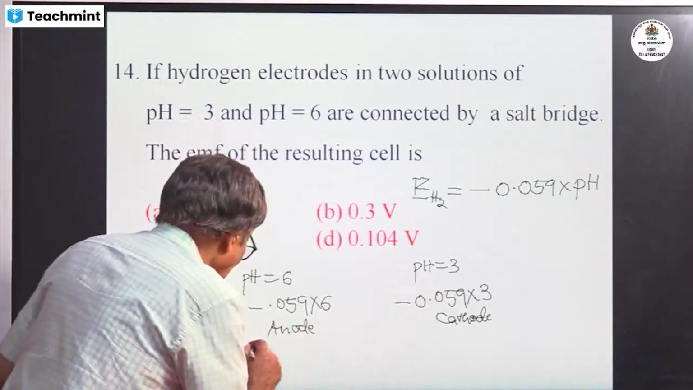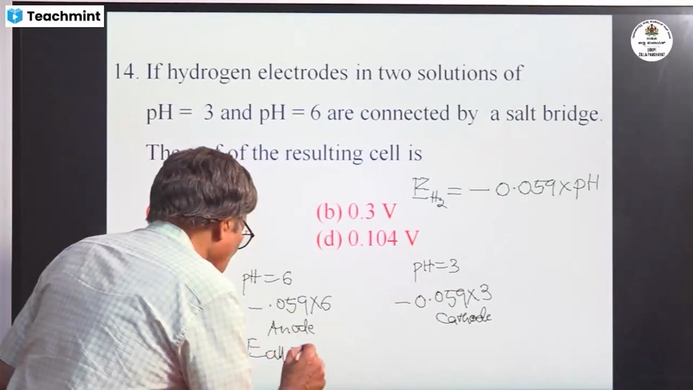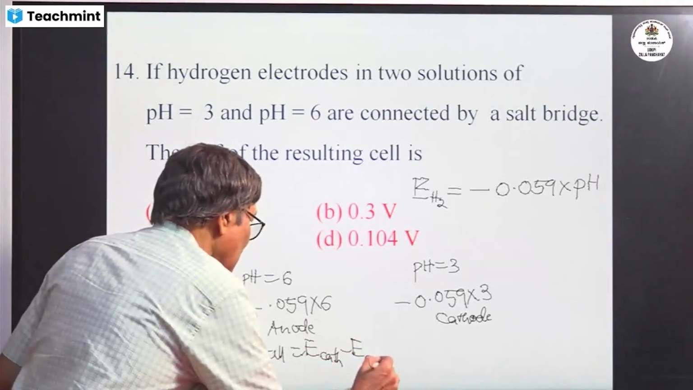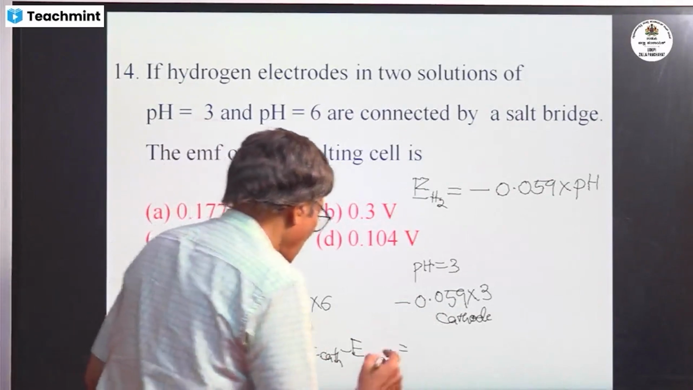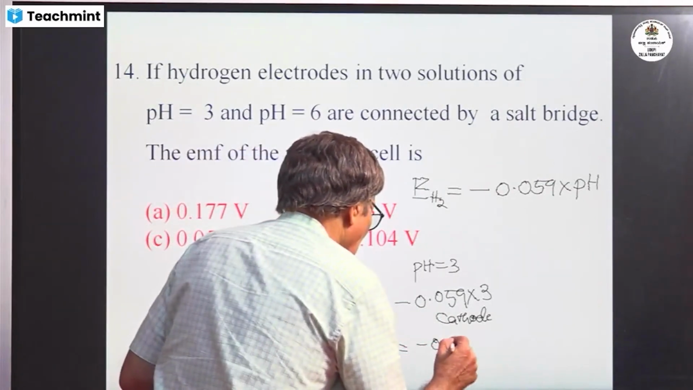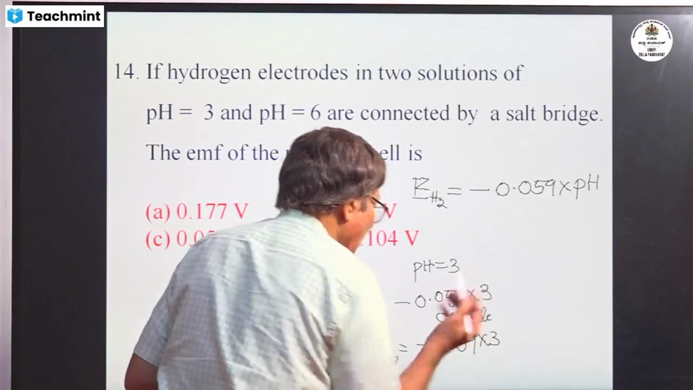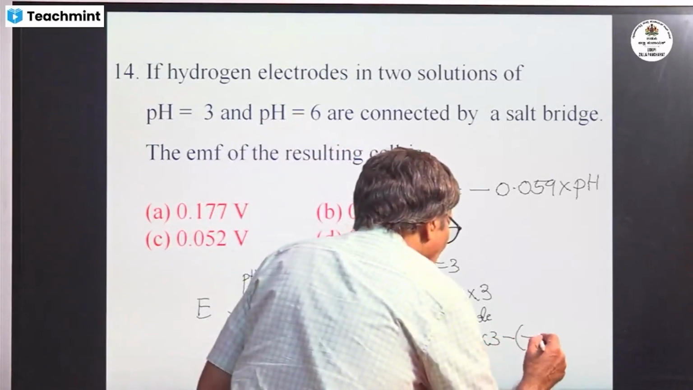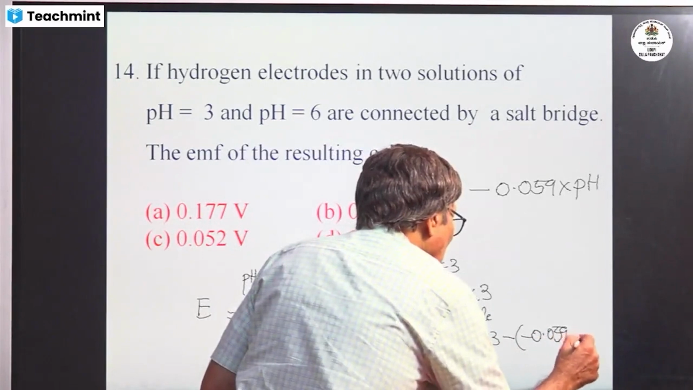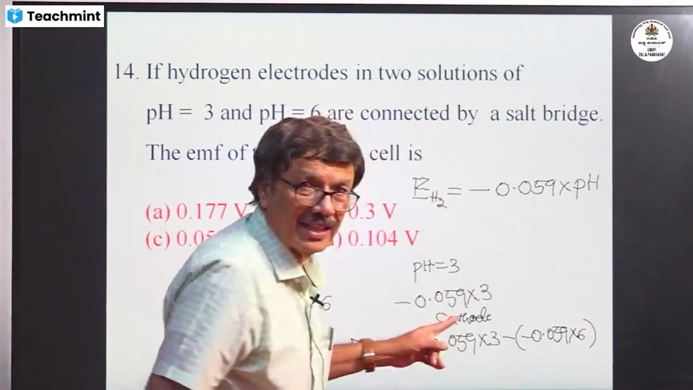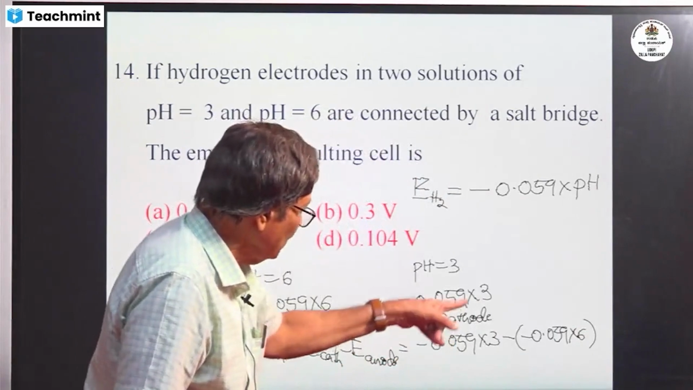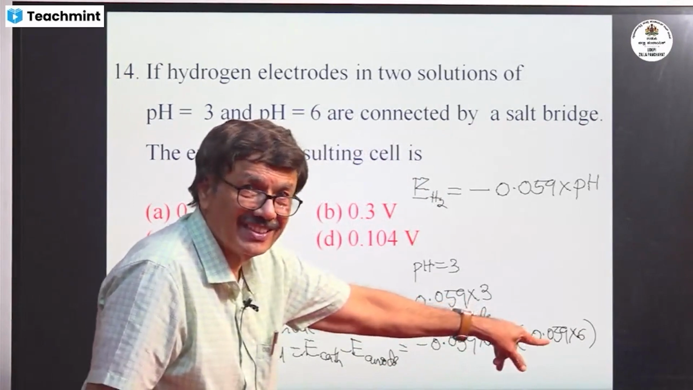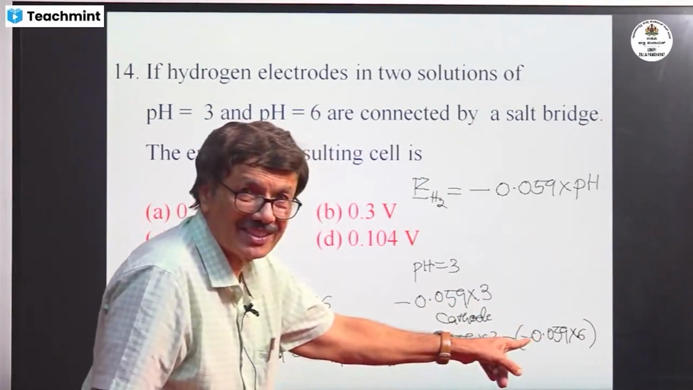Now, E cell is equal to E of cathode minus E of anode. This is the formula, isn't it? That is minus 0.059 into 3, minus of minus 0.059 into 6. Correct now? This is minus 0.059 into 3, the higher value. Minus 0.059 into 6 will be the lower value. Minus becomes plus.